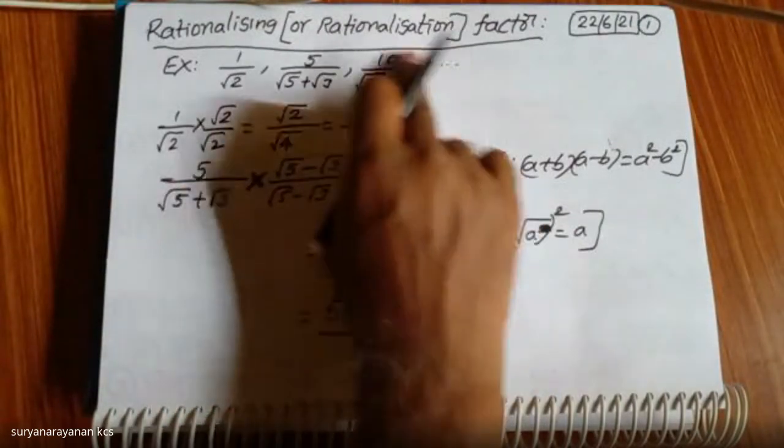Now let us take the third example. 10 by root 7.